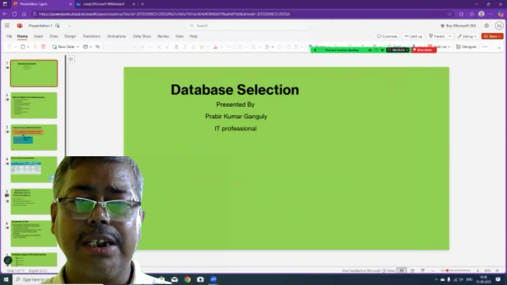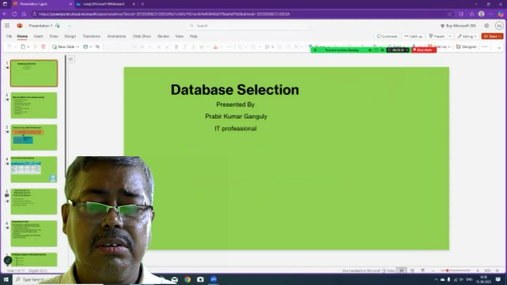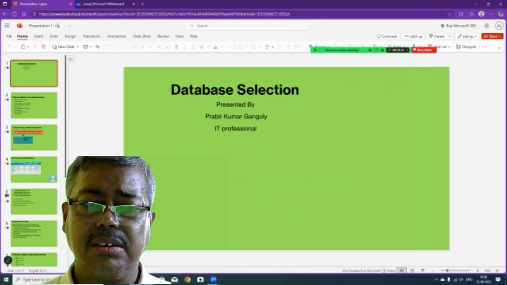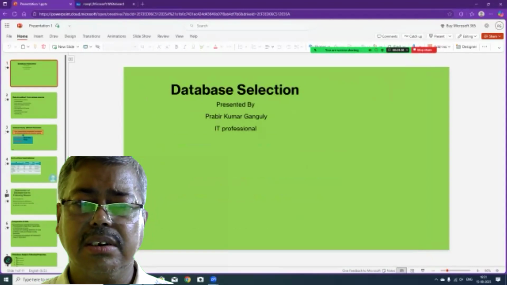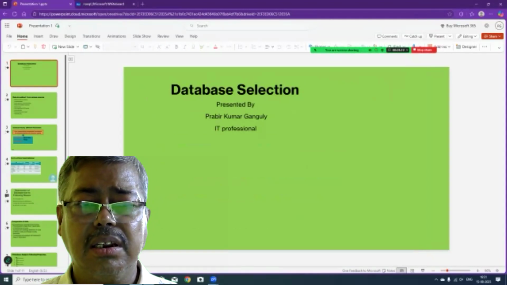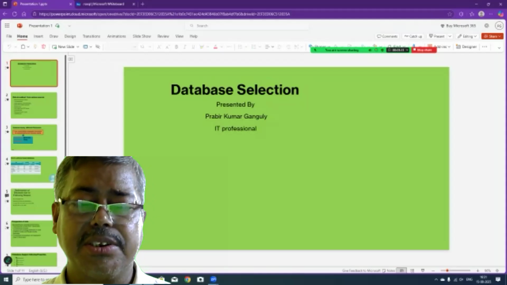Database selection: how is a database selected? What is the criteria for this type of selection? Database selection is not a feather selection. First, we look at the data: where the data is collected from, and from which field the data appears in the database system.